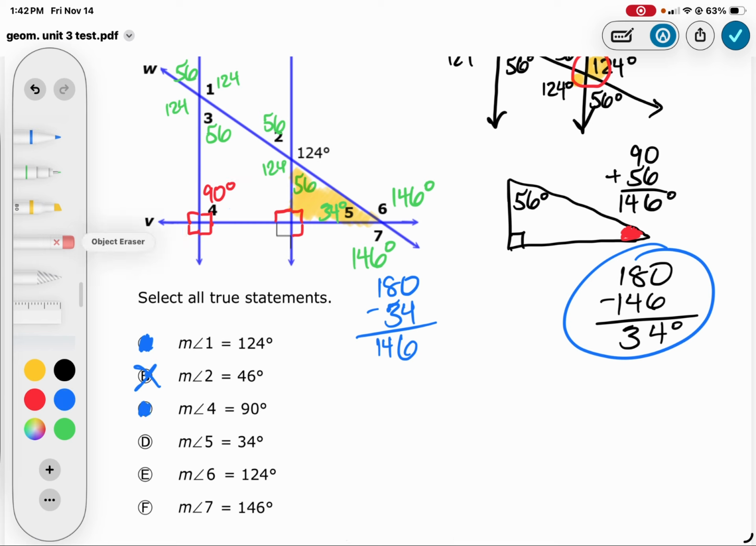Angle 5 is right here in our diagram. Angle 5 is 34, and answer choice D also says that angle 5 is 34, so that's correct. Angle 6 we have as 146. Answer choice E says angle 6 is 124. We know that to be incorrect. And angle 7 is right here. We have it labeled as 146, and F says that angle 7 is 146. So we know all of our correct answers are A, C, D, and F.